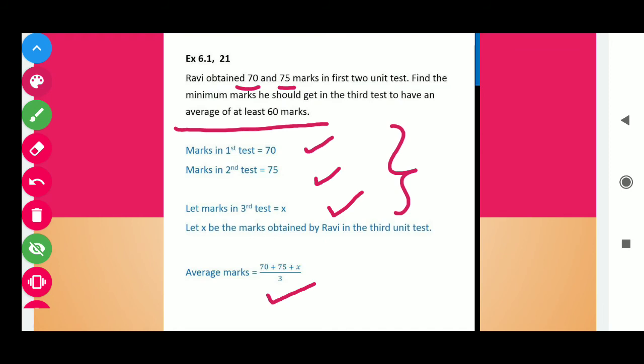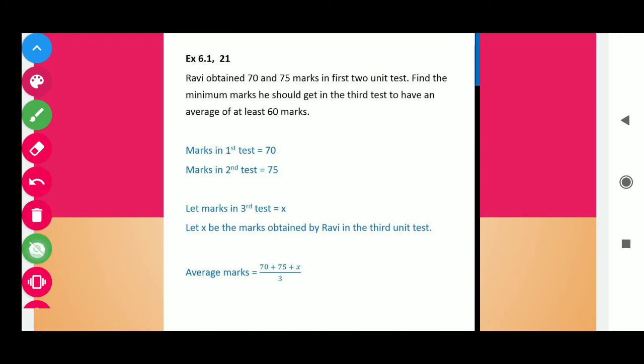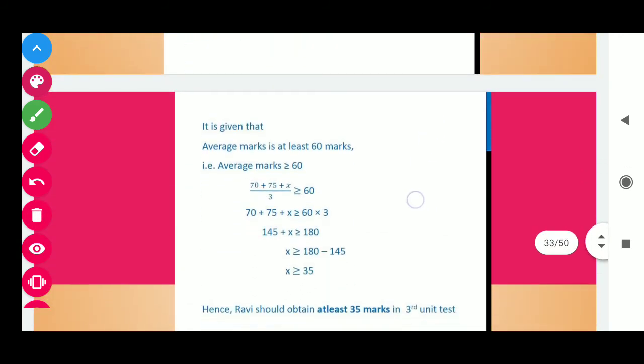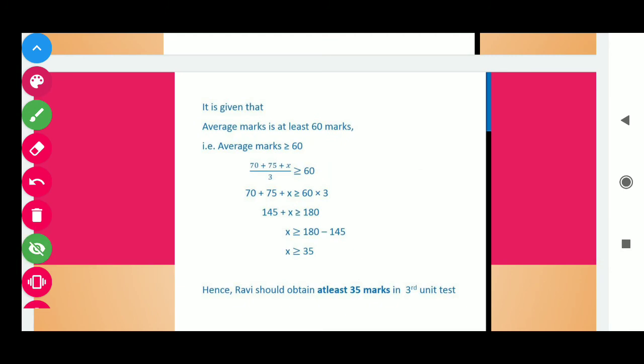But students, it should be noted that there is one condition, that the average must be at least 60 marks. So it is given that average marks is at least 60. So we will write average marks greater than or equal to 60, because the condition is at least 60. That means at least 60 must come, more than 60 can also come. So students, for that we will write here (70 plus 75 plus x) over 3 greater than or equal to 60.